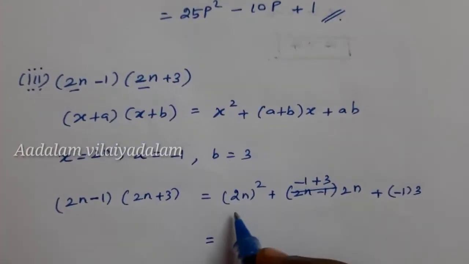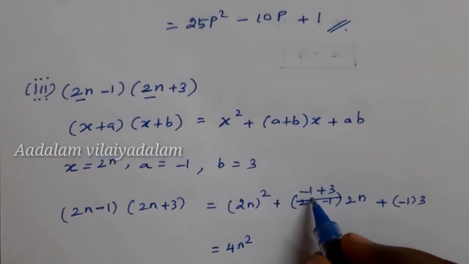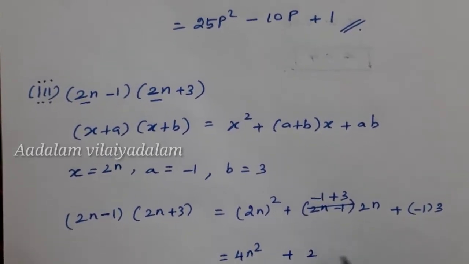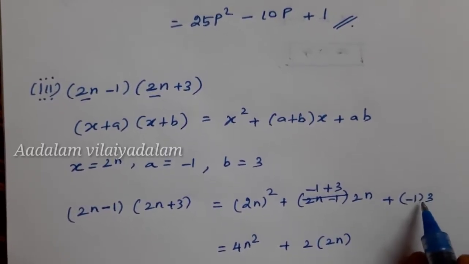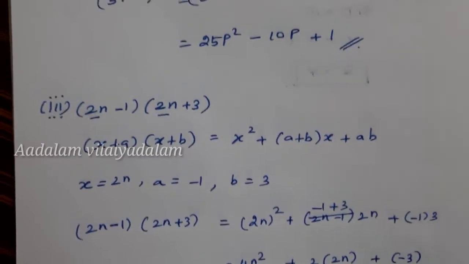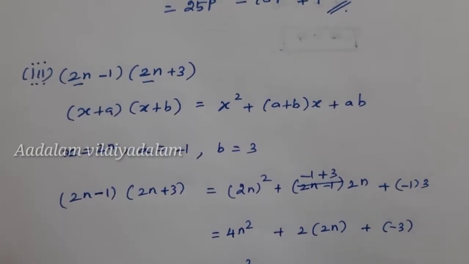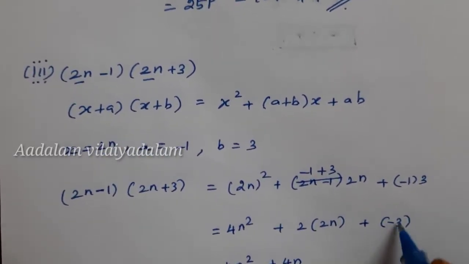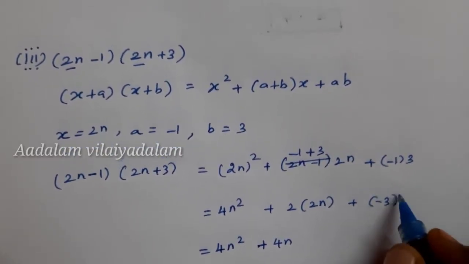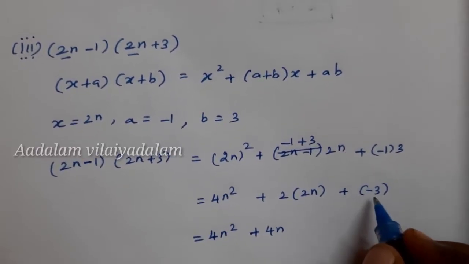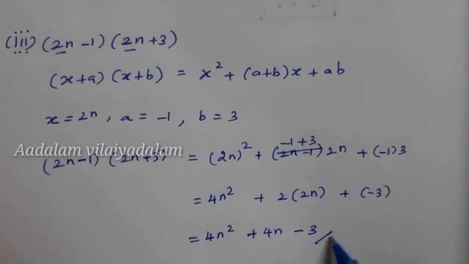Then simplification of this, we get 2 2s are 4n square. Then simplification of minus 1 plus 3 we get plus 2 into 2n. Then the multiplication of this value becomes minus 3. Then we can write it 4n square, 2 2s are 4n. Then this value plus into minus. If there exists a sign between the brackets, then we have to do the multiplication. Therefore plus into minus we get minus, that is 3.